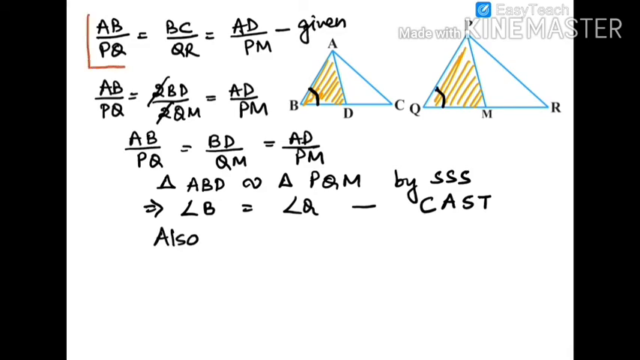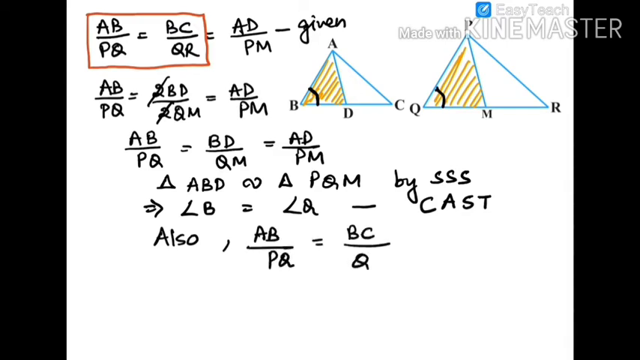Also, from what is given, we are going to pick up only these two ratios. AB upon PQ is equal to BC upon QR. Mark this step as 1 and this as 2. Now locate these angles and these sides in the figure. Angle B is equal to angle Q. AB upon PQ is equal to BC upon QR.